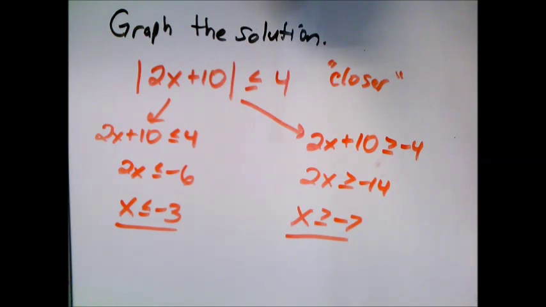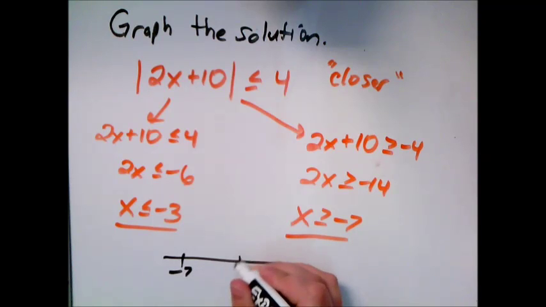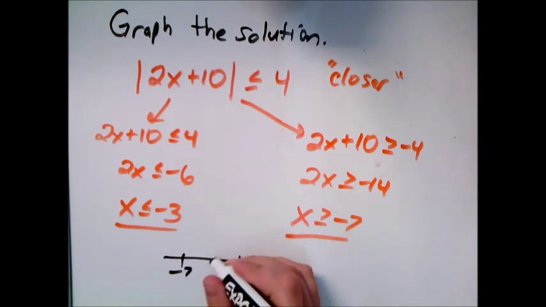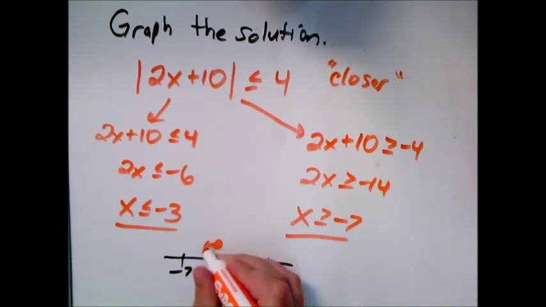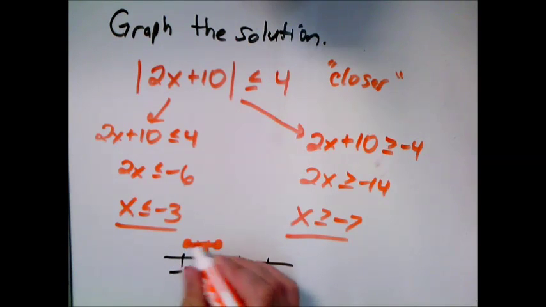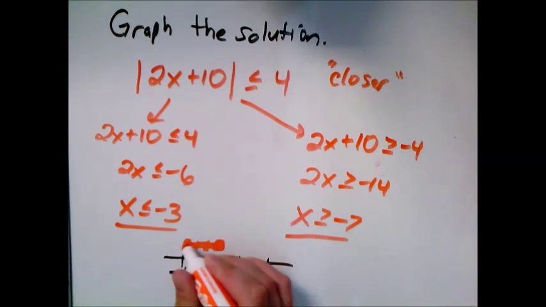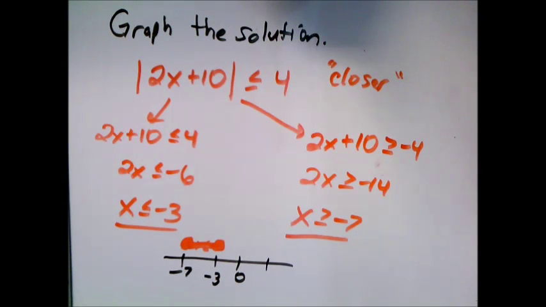All right, so we want to graph this on a number line. So here's -7. We'll say here's 0. So here's -3. So we need to be less than or equal to -3, so this way, or greater than or equal to -7. So see how that ends up between those 2 points? So it lines up with what I thought from the beginning about this being a closer to a certain amount of units problem.